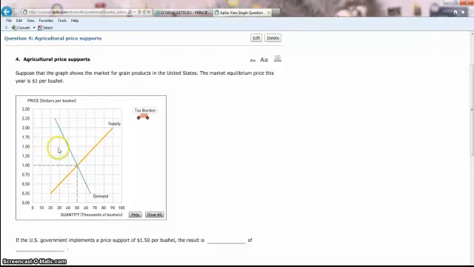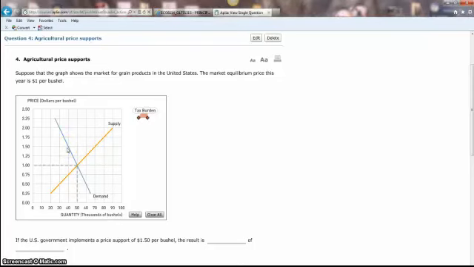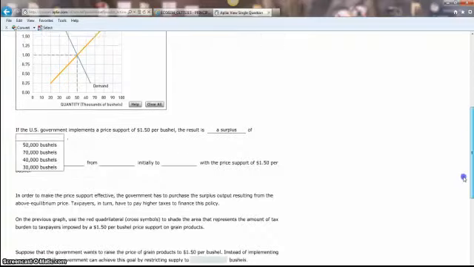Starting here, drawing the line over to where it strikes the supply curve will give you your quantity supplied, which is going to be 70,000 bushels. If the quantity supplied is greater than the quantity demanded, then we know there is a surplus in the market, and it's the difference between the supply and demand curves. So 70,000 minus 40,000 gives us a surplus of 30,000 bushels.